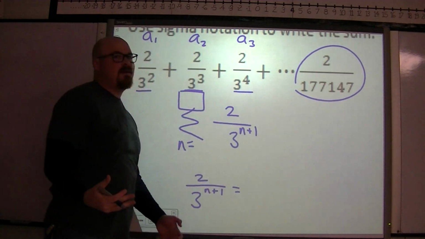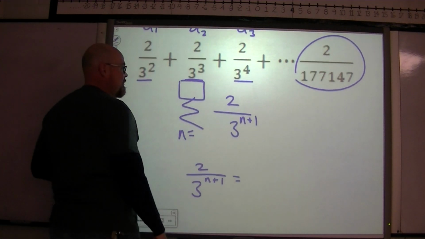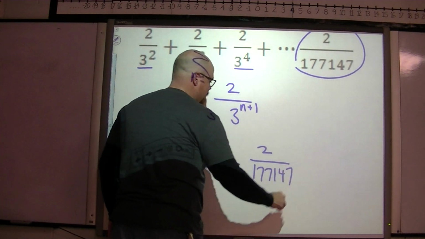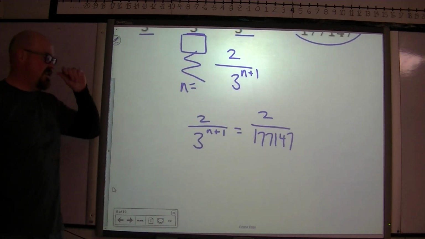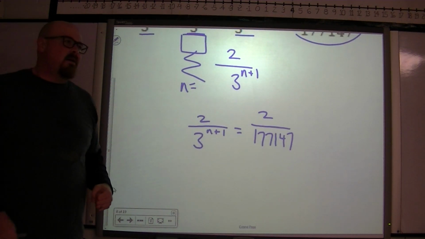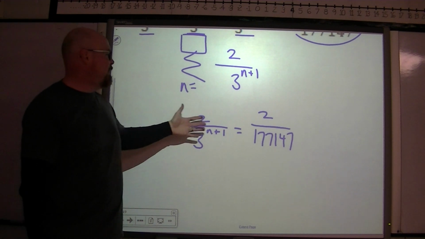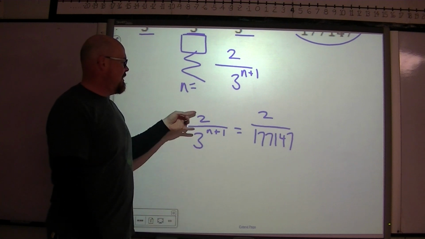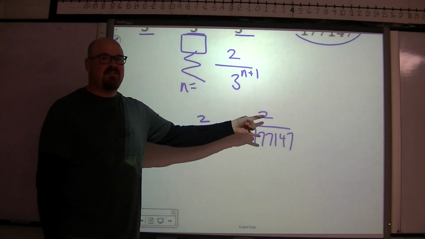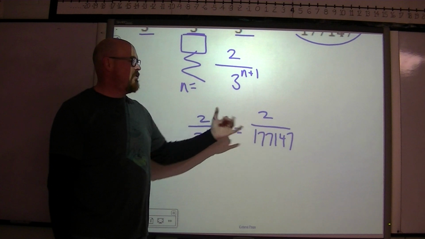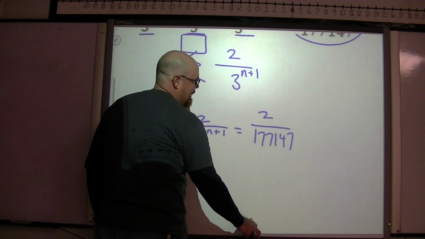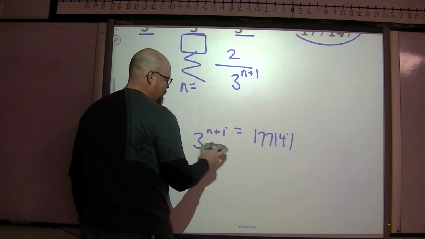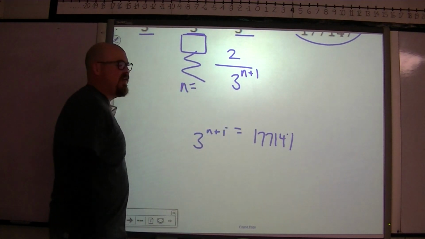You can guess and check, right? But come on. Let's be honest, students. So we have 2 over 177,147. Take a look at this equation. We don't have to get too involved. We have 2 fractions. We're saying that this rule creates this term. But since the numerator is always 2, really what I'm looking at is I need the denominator, the 3 to the n plus 1, to equal that.